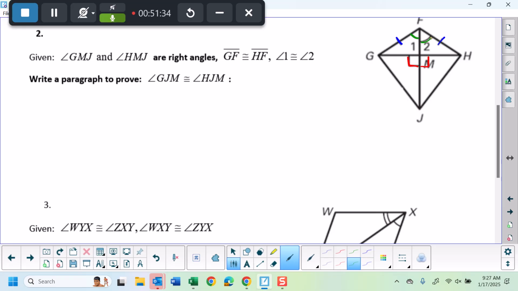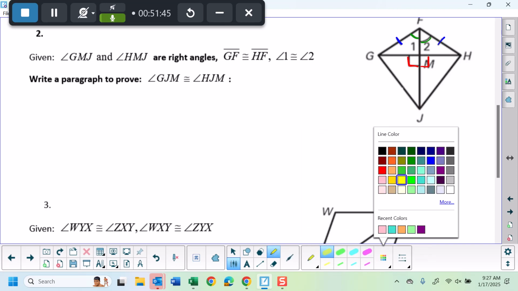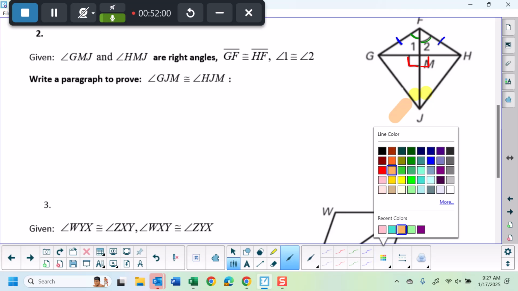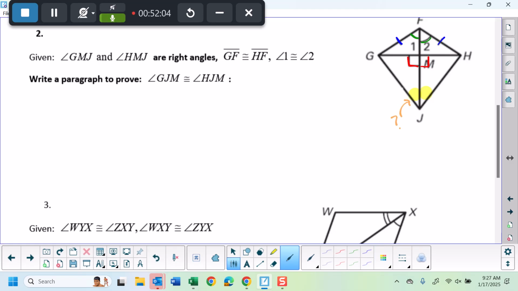Write a paragraph proof to say why angle GJM is here and HJM is here. So these are the ones that I'm proving are congruent. These guys right here.